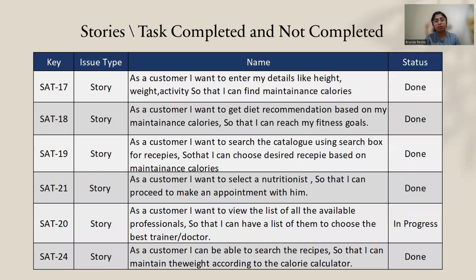So coming to team, here are the stories and tasks completed and not completed. With the key and the stories, here we have: as a customer, I want to enter the details like height, weight, activities, so that I can find the maintenance calories. And other stories like: as a customer, I want to select a nutritionist so that I can proceed to make an appointment with him.